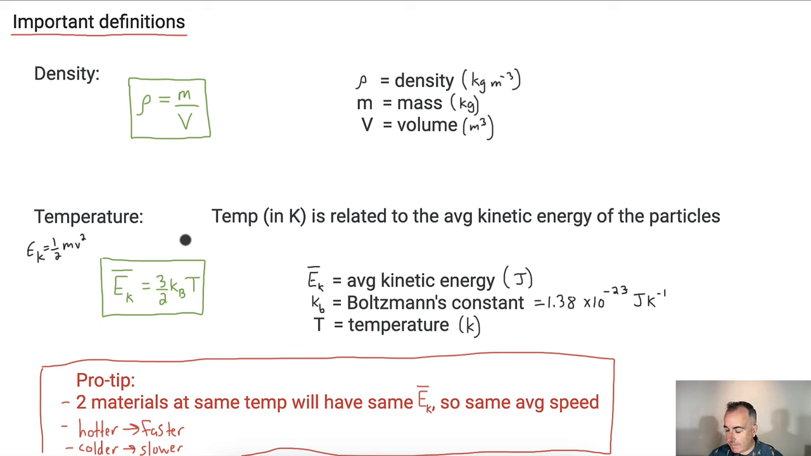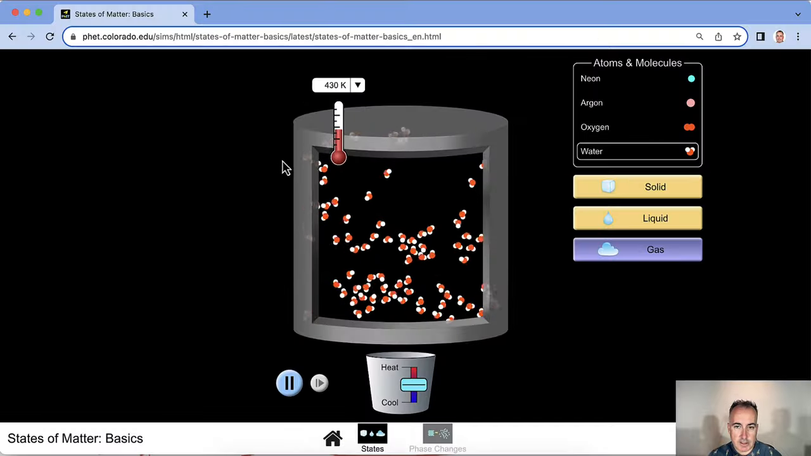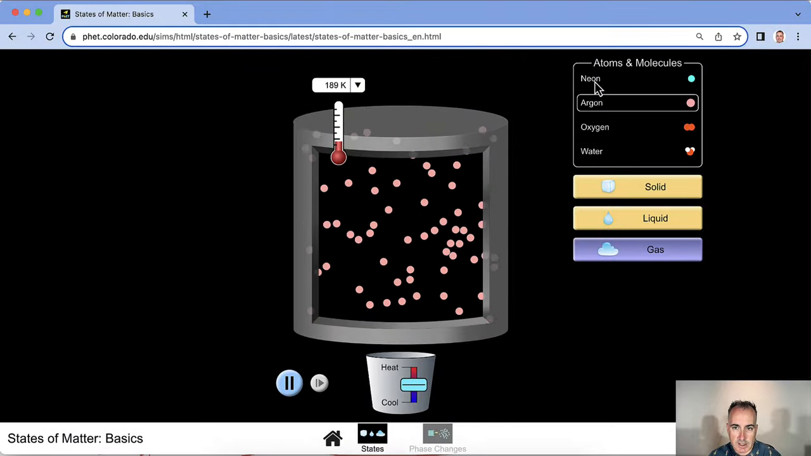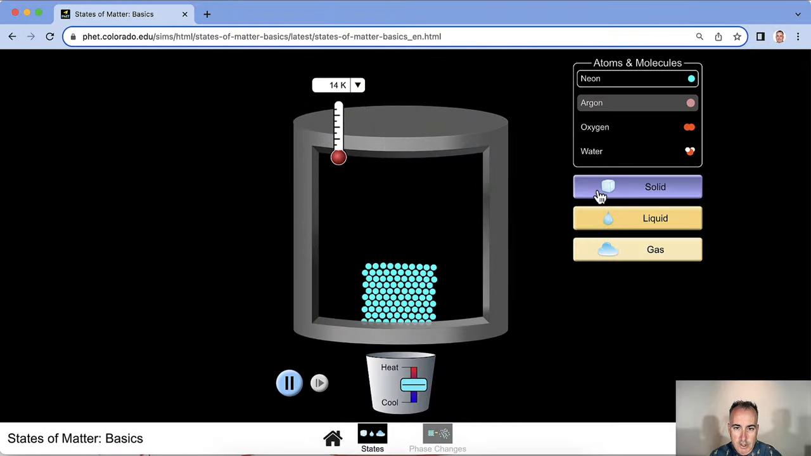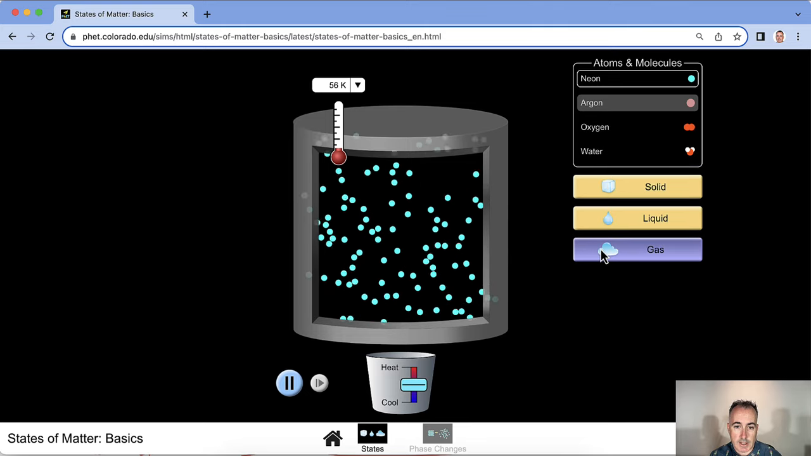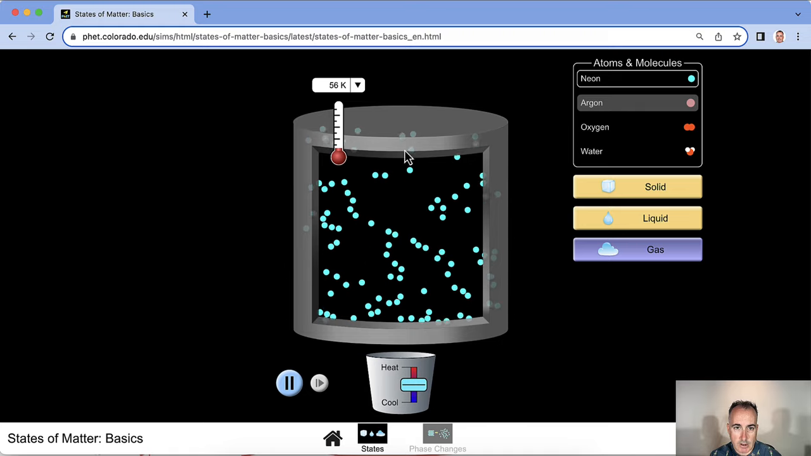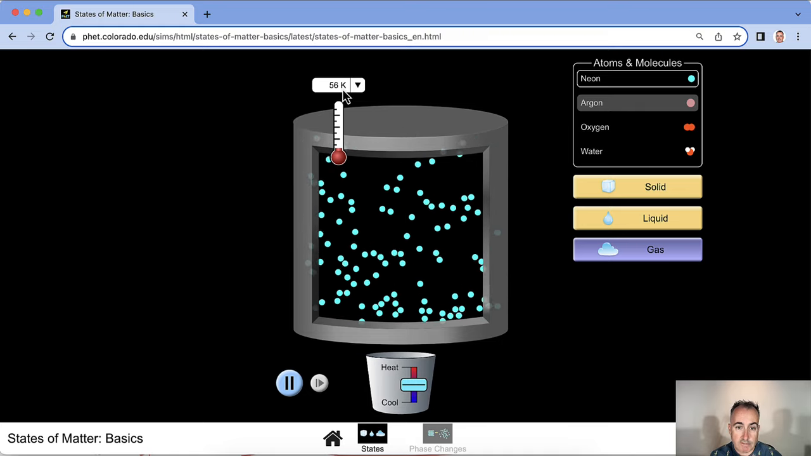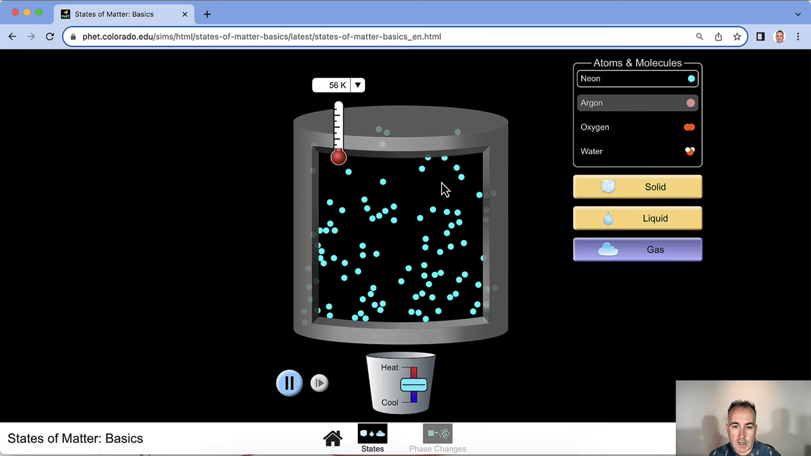So that means then, if I go back to this PhET here, let's just make it simple. We'll just make it like single atoms going along. So a solid would look like this, a liquid would look like this, and a gas would look like this. They're just bouncing around. Notice the temperature is 56 Kelvin, for example. Now watch very carefully what happens then.